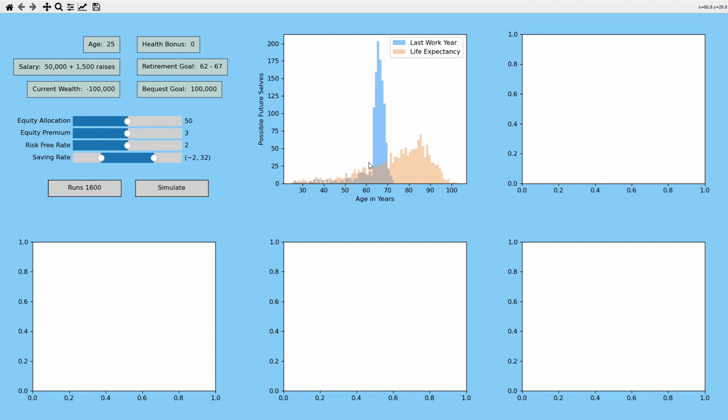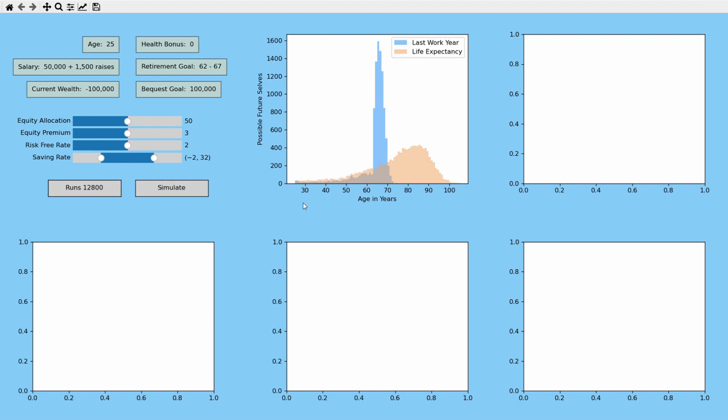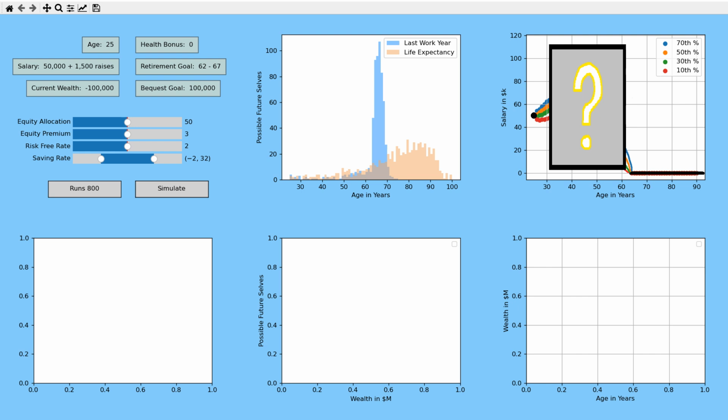I can also increase the number of runs, which smooths out the curve but takes longer to calculate. Since this is a Monte Carlo simulation, it uses quite a bit of computer power. Each time I press it, the number of runs doubles. So now let's get back to that salary graph with the question mark. How do we estimate the salary over someone's career?